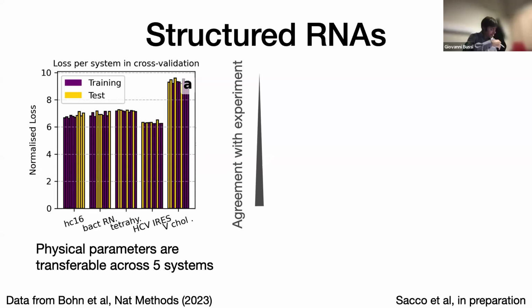We made a sort of train-test split where we use some of these systems to train the physical parameters and some to test them. And you see that the loss is actually very similar for a given system whether it's used in training or in test. There is a very, very minor difference. So that's to say that the physical parameters that you learn from one system can basically be transferred to the other system. Good. So this is fitting the physical parameters.